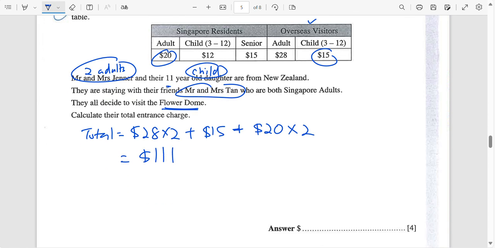Okay, 111. This one is quite easy. It's 4 marks, so it's like a giveaway. Make sure you can do this question. It's not difficult at all. I don't know why they give 4 marks for this question. I think it's to help you. So make sure you score for this question.